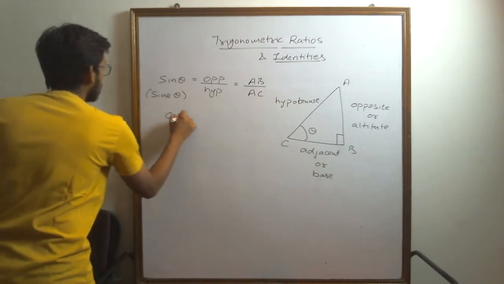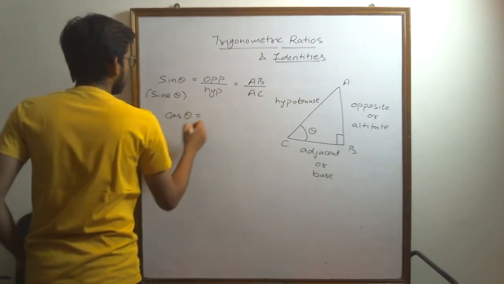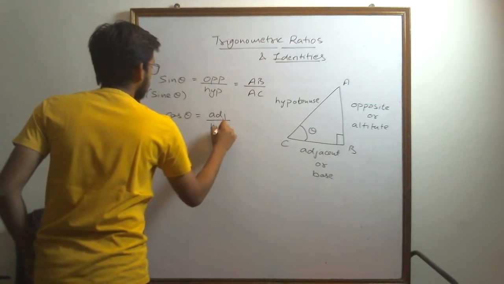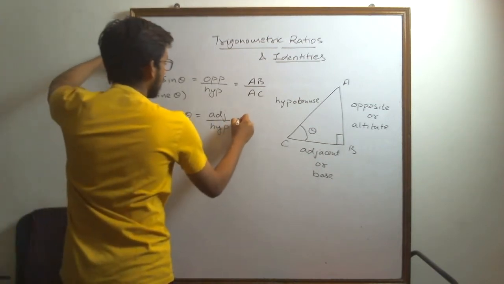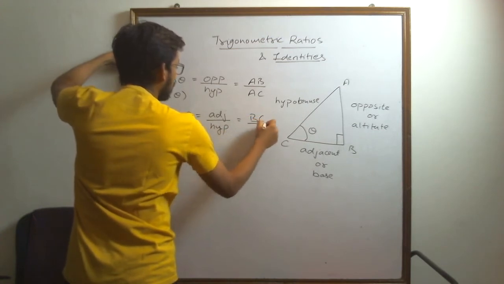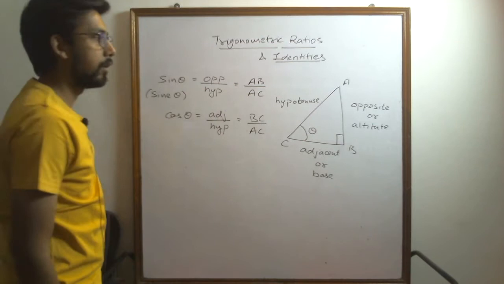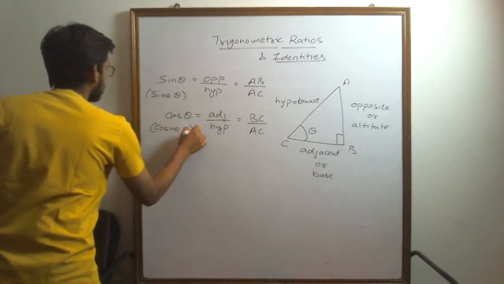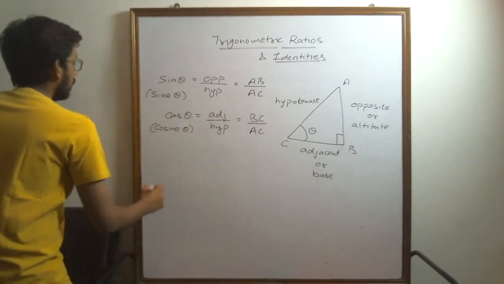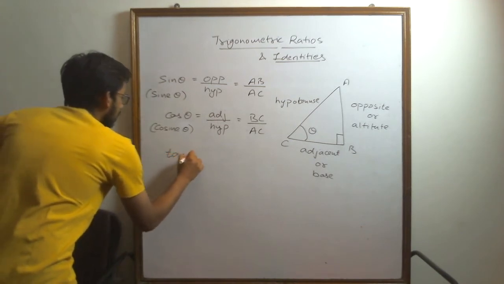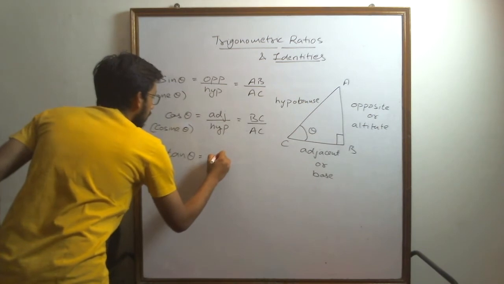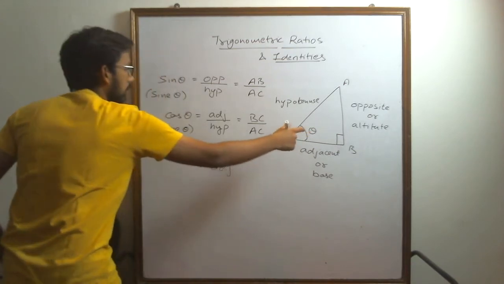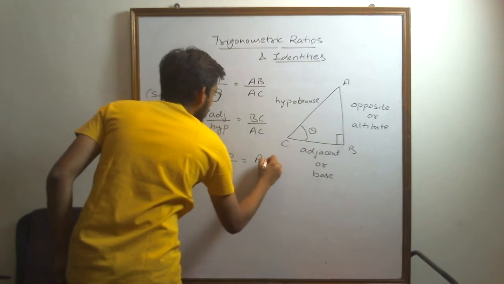Next is cos theta. Cos theta is defined to be equal to the adjacent upon the hypotenuse, which in this case is equal to BC upon AC. Cos theta is the abbreviation of cosine theta. The third trigonometric ratio is tan theta, which is defined to be equal to the opposite upon the adjacent, which in this triangle will be AB upon BC.